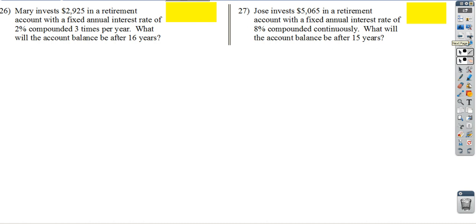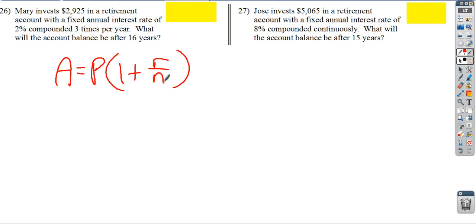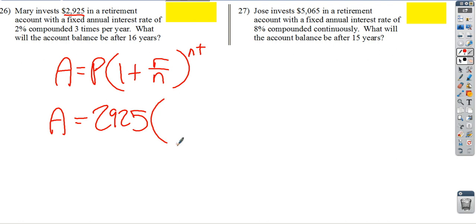Alright, last couple examples. So these are on interest rates, compound interest, and one of them is compounded 3 times per year. The other is compounded continuously. So the regular interest formula is this right here. P stands for the initial amount invested, R is the rate, N is how many times compounded, and T is time. So it says she invests that much initially, so $25. A is the current amount, which we don't know yet. That's what we're trying to solve for.